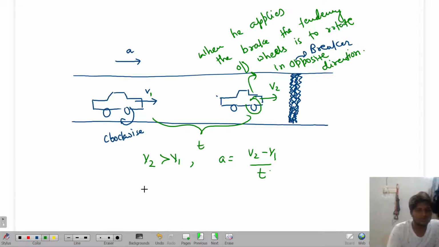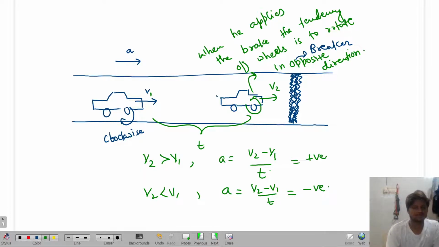But what if velocity v2 decreases with respect to v1? If I calculate this acceleration, what do I get? It will again be v2 minus v1 divided by time. But will this value be negative or not? Tell me yes or no. This value will be negative.